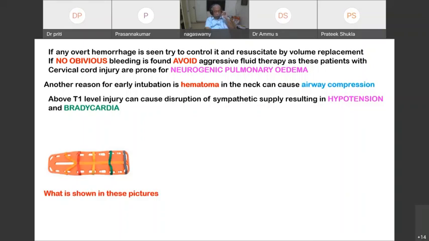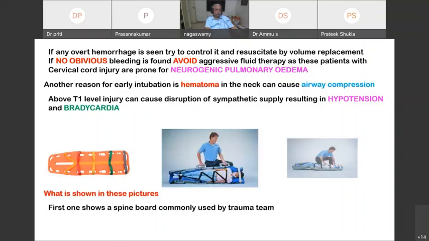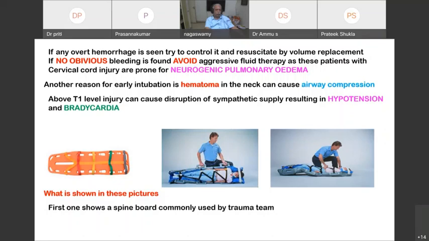Spine board, sir. Spine board, excellent. First shown is a spine board commonly used in trauma team. These two are also used for a similar purpose, but this is a modern version. In what way is it different from the one you are seeing on the left? This is the older version, a thick plastic or thick fiberglass board.